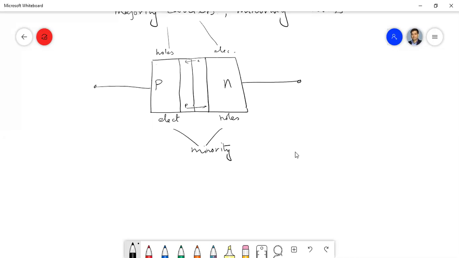Now due to this depletion, here the positive potential is created, and here the negative potentials are created. So this is called the depletion layer, or space charge region.